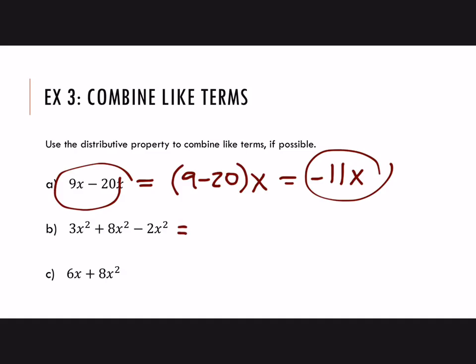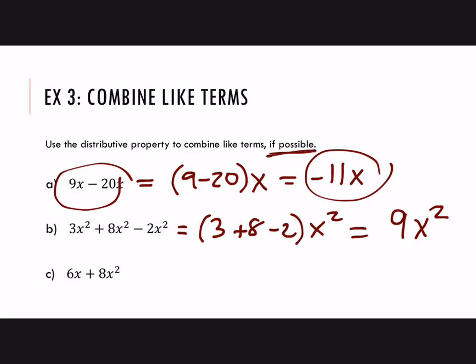The next one, these terms all have x squareds in them, so this is 3 plus 8 minus 2, all in parentheses, with an x squared. And then combining all of those coefficients, we have 9x squared. Okay, and then this last one, these are not like terms. We have an x and an x squared, so these cannot be combined. All right, so we said if possible, so you would just leave your answer like that.